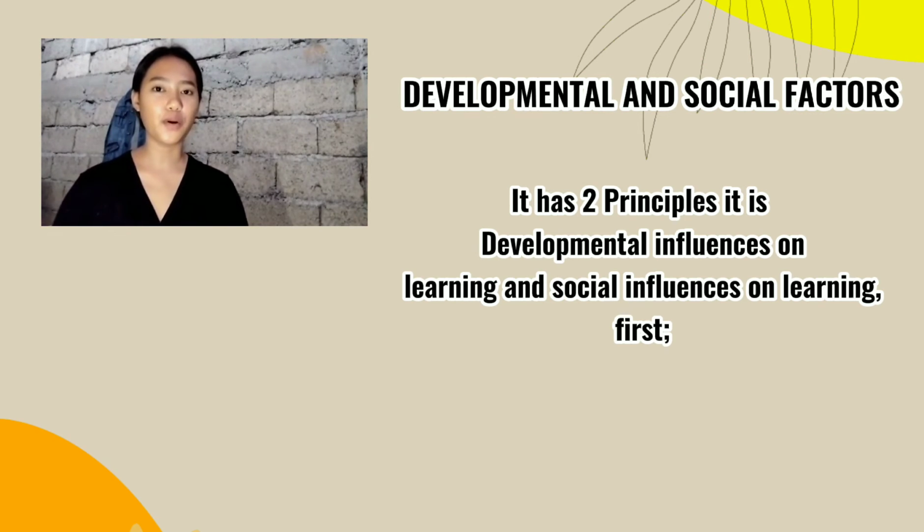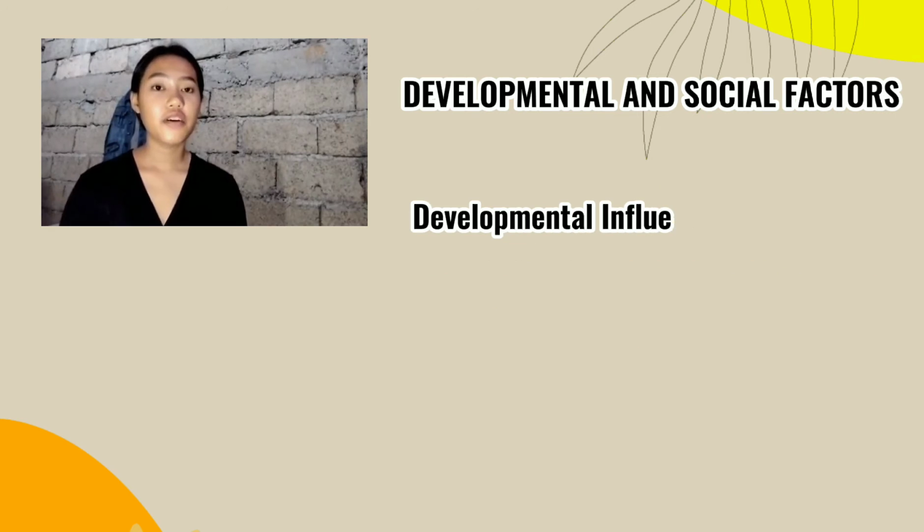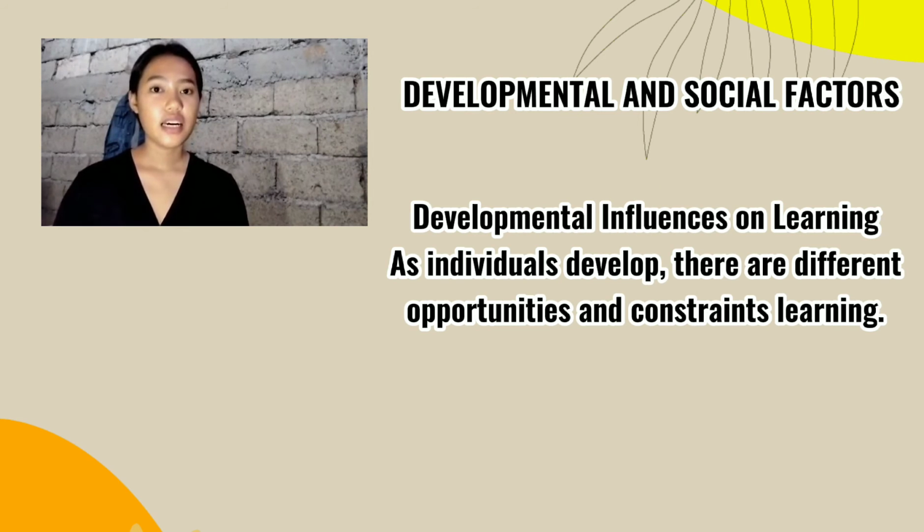It has two principles: the developmental influences on learning and the social influences on learning. First, developmental influences on learning. As individuals develop, there are different opportunities and constraints on learning.